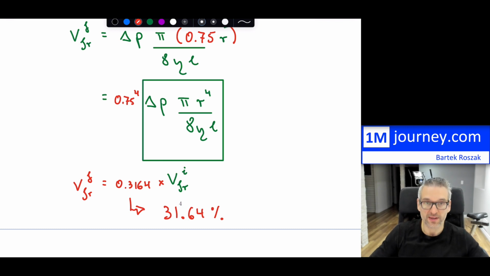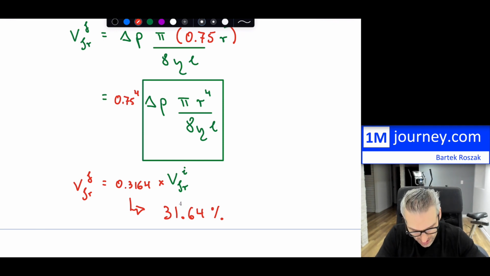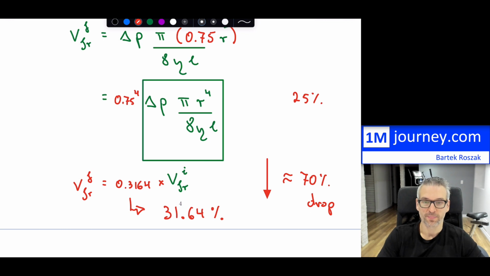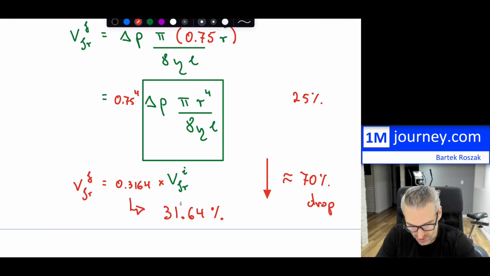So if the actual radius is reduced by only 25%, the volume flow rate drops to only 31% of the original, which means it has dropped by nearly 70%. So approximately 70%, about 68.36, I guess. So approximately a 70% drop in volume flow rate caused by only a 25% decrease in the radius. This is really substantial to think about.